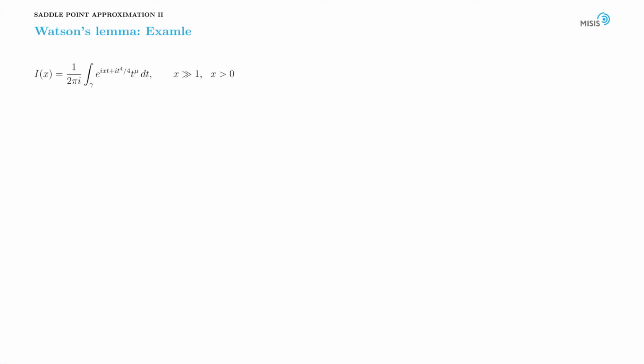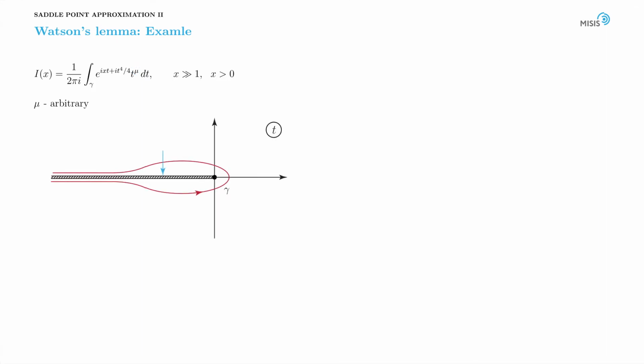Let us consider the following instructive example. We need to make an asymptotic estimate for the following integral for large positive values of x. Here, mu is an arbitrary parameter. Of course, that means that t to mu is a multivalued function, and we draw the branch cut along the negative real semi-axis. The integration path is a standard Hankel contour.